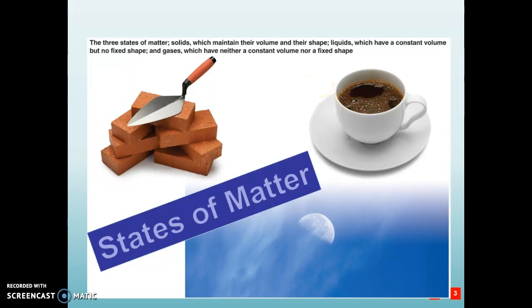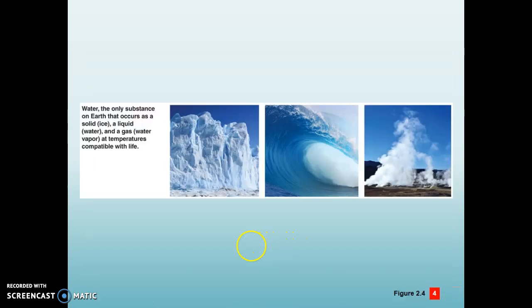There are three states of matter on this planet: solids, which maintain their volume and shape; liquids, which have a constant volume but no fixed shape; and gases, which have neither a constant volume nor a fixed shape. Water is a unique substance. It is the only substance on our planet that can occur in all three states of matter: solid, liquid, and gas.